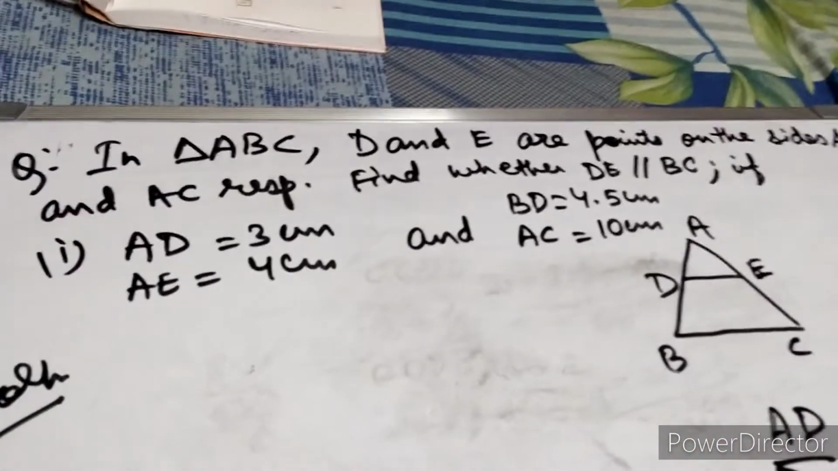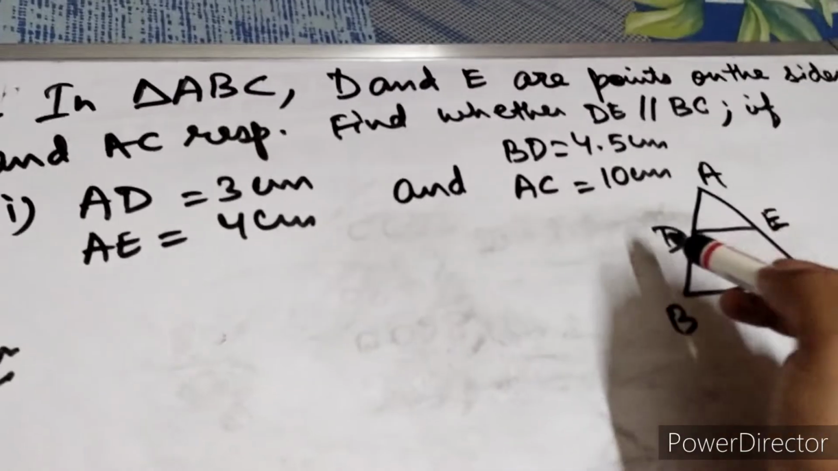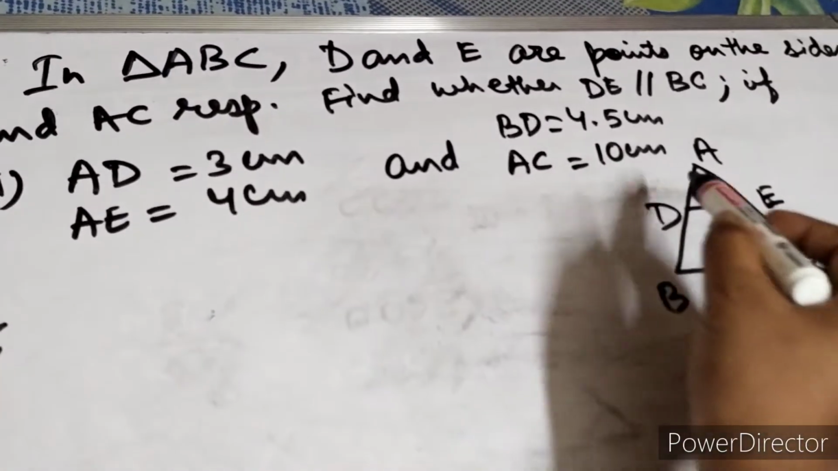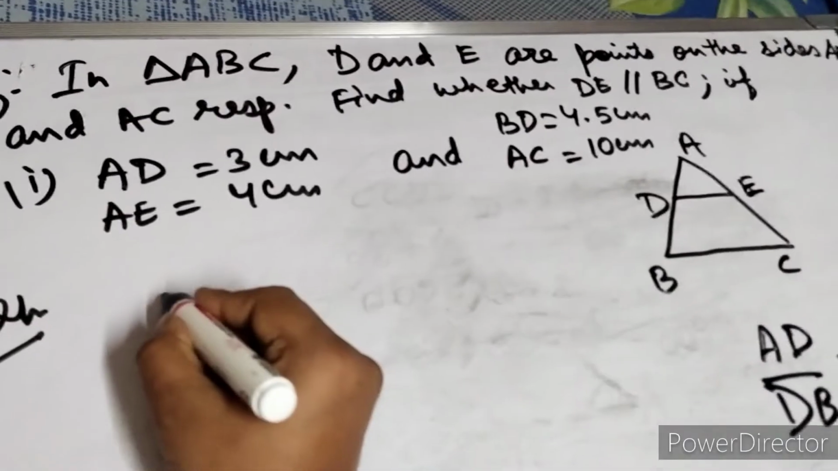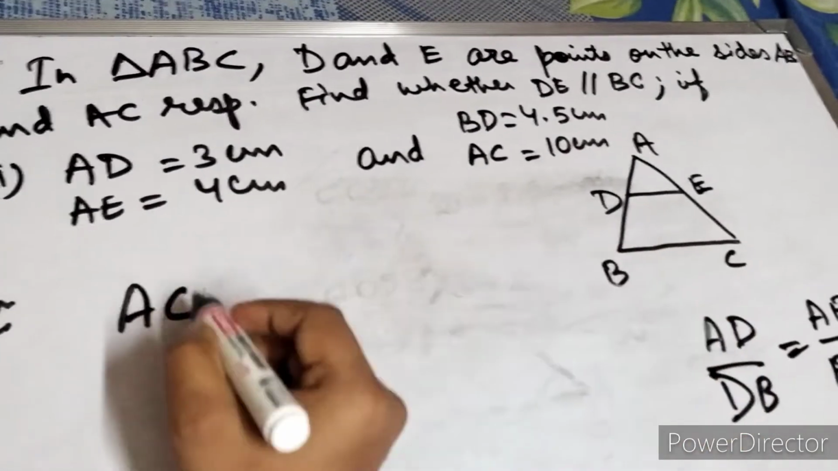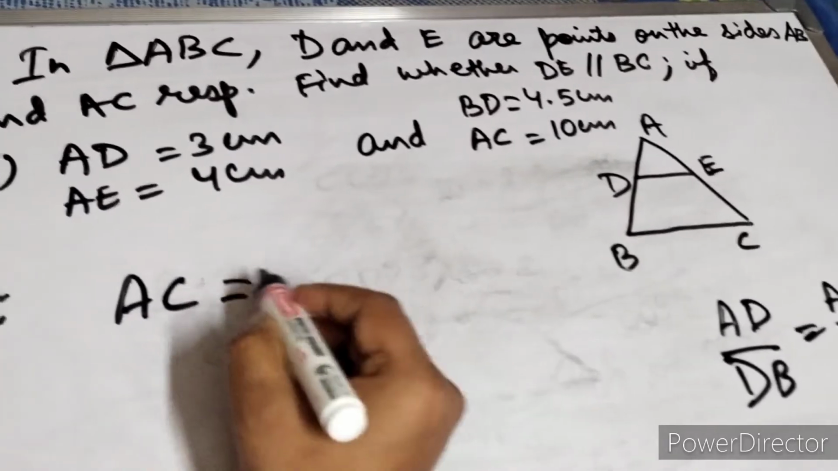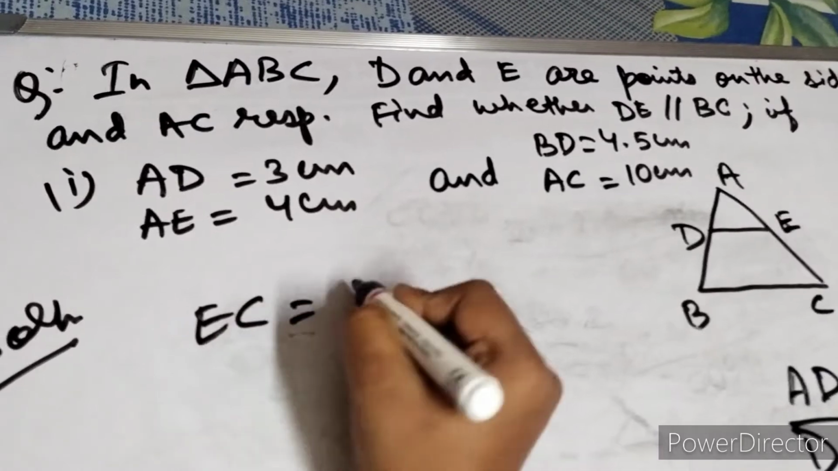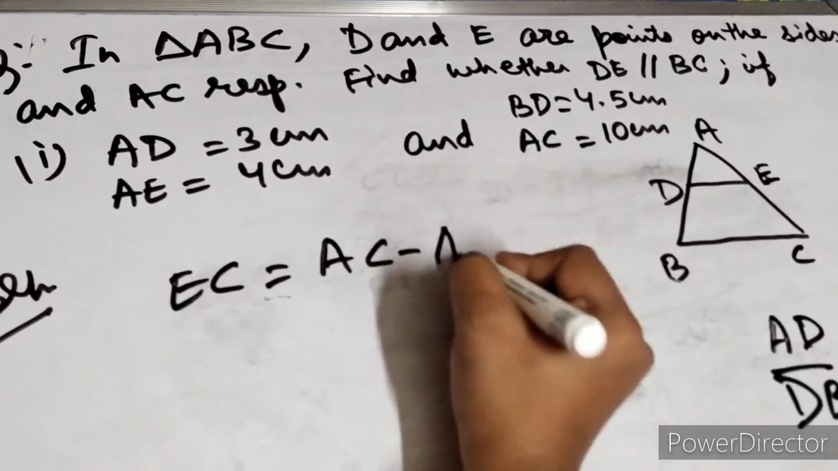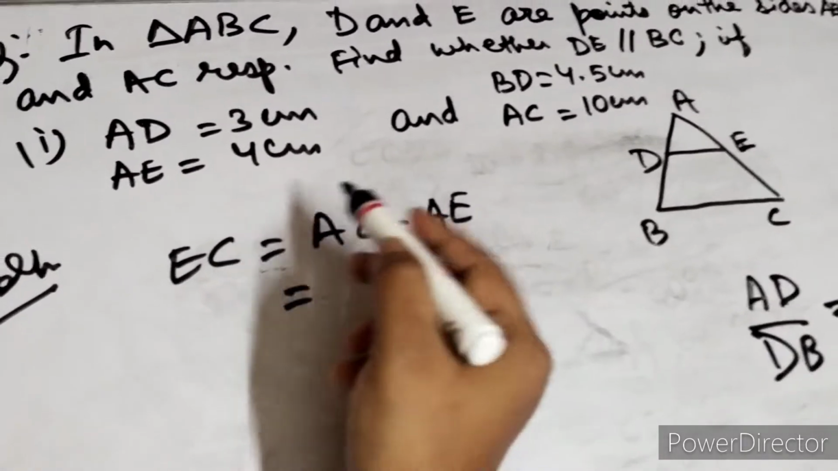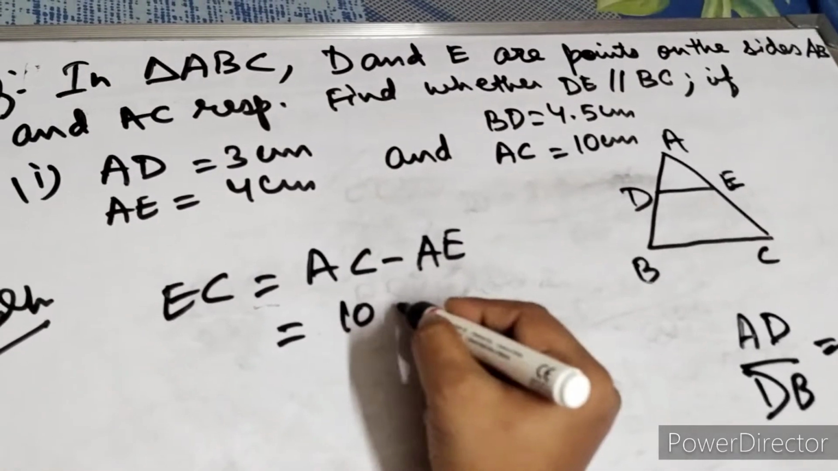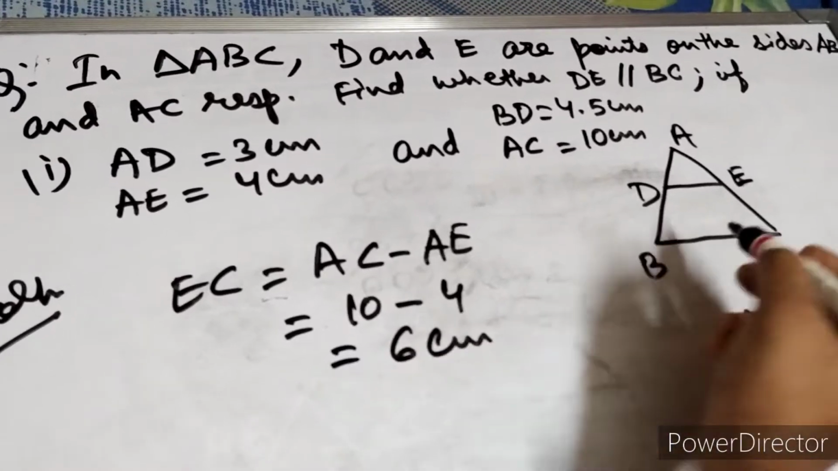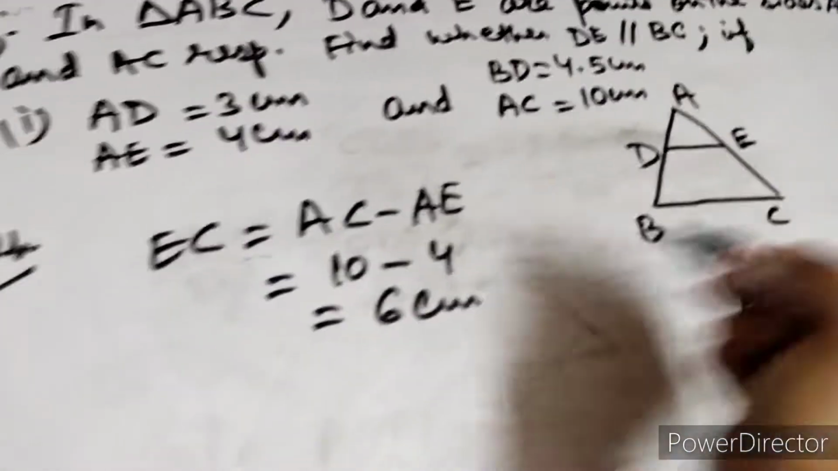So in this question, the values are given: AD is given and BD is given. AE is given, and AC is given. So from AC, we need to find out EC. What will be EC? EC will be equal to AC minus AE. What is AC given? AC is 10 centimeters and AE is 4. So it's coming as 6 centimeters. So EC, this portion, is 6.